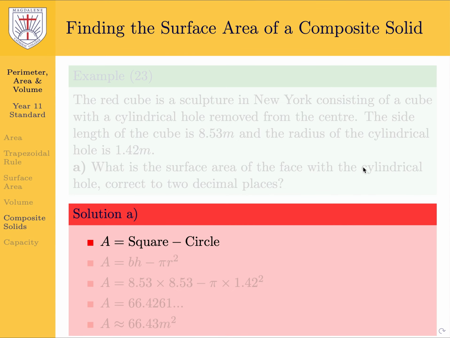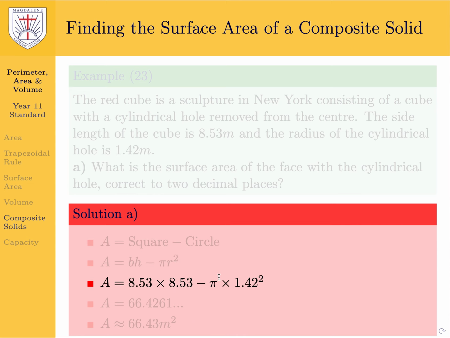So the first thing we need to consider as the formula is the area will be the square, and we need to take away the circle. So we know that the area of a square is BH, or side squared, and we know that the area of a circle is pi r squared. So my formula will be BH minus pi r squared.